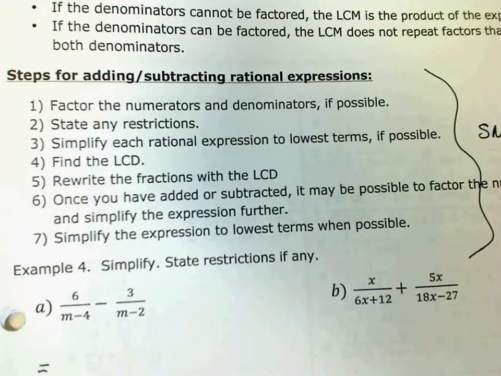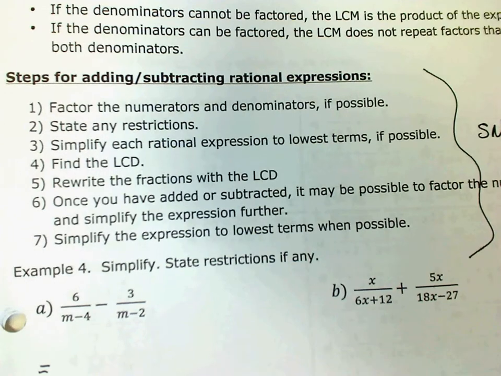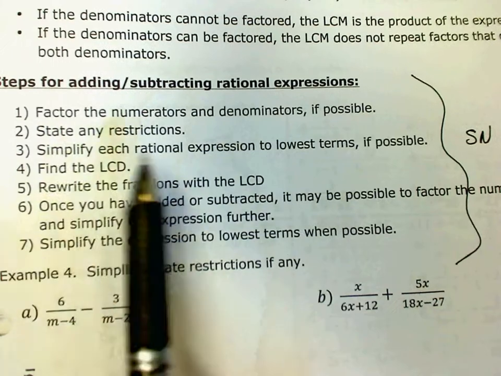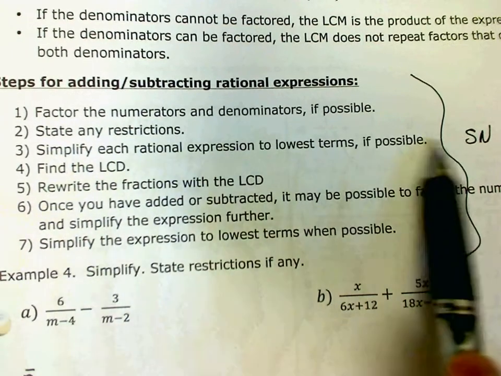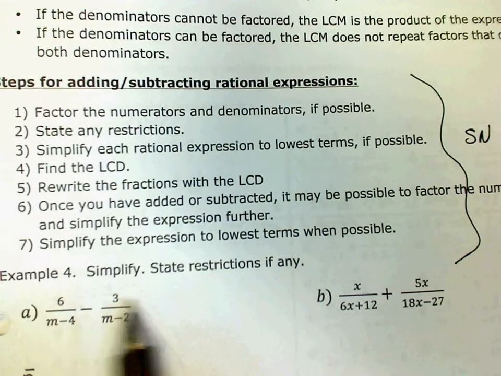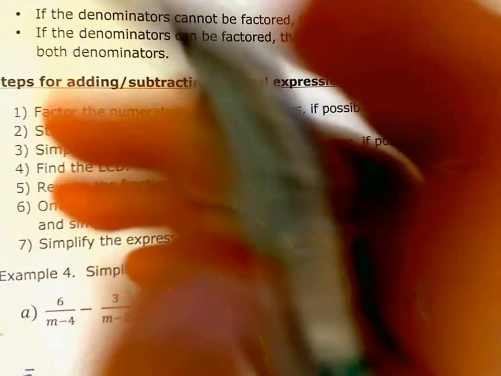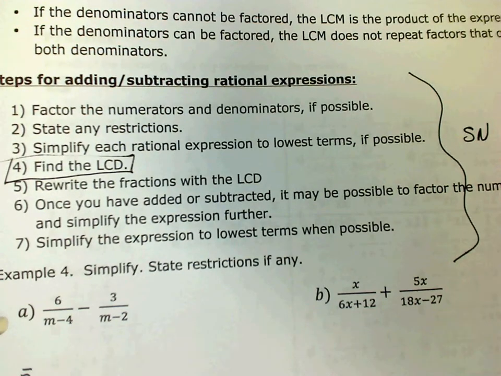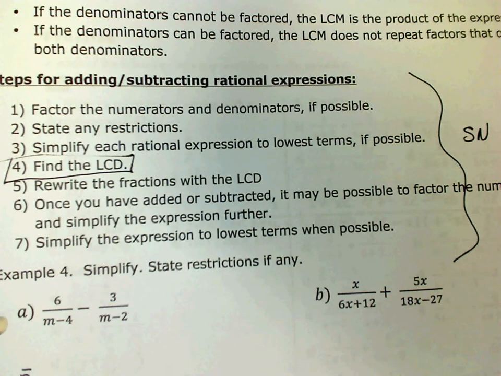Okay, so tell me, what do you think we should do? There's nothing to factor. We'll worry about stating restrictions later. We can't really simplify. So what do you think is the lowest common denominator? Any ideas? What would be the lowest common denominator of that?